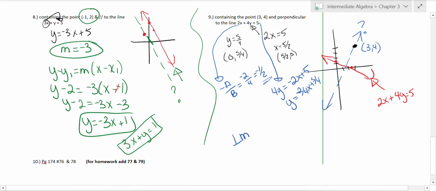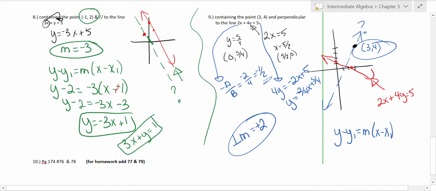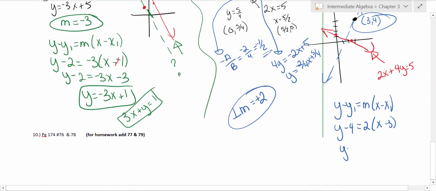So a perpendicular slope would be positive 2. You can see that that's positive. So I have a positive slope, I have a point. I'm going to use point slope form, and we're going to plug it in. So y minus 4 equals 2 times x minus 3. And again, I'm just going to rearrange it a little bit to put it in slope-intercept first.